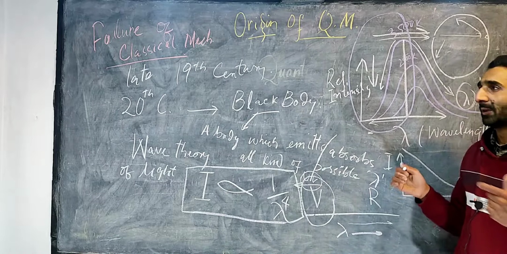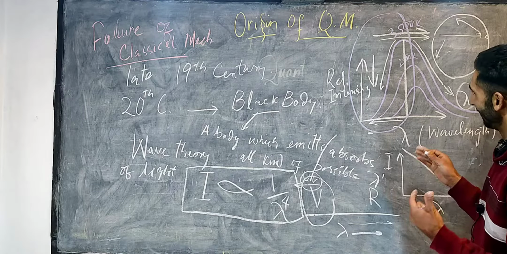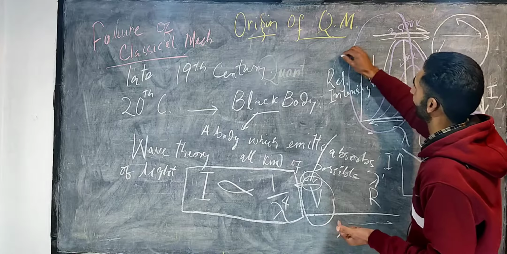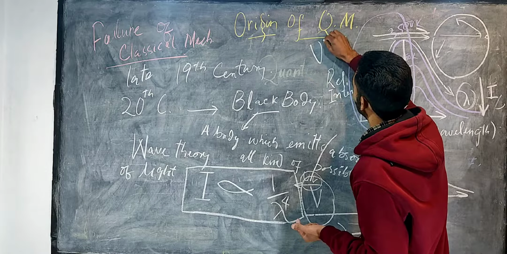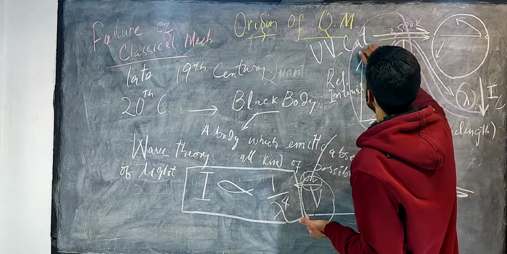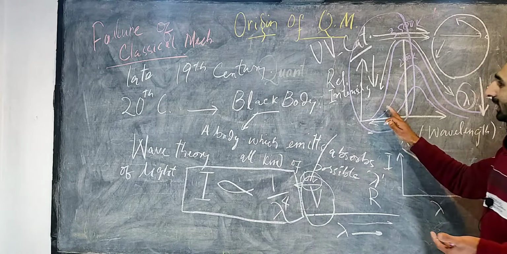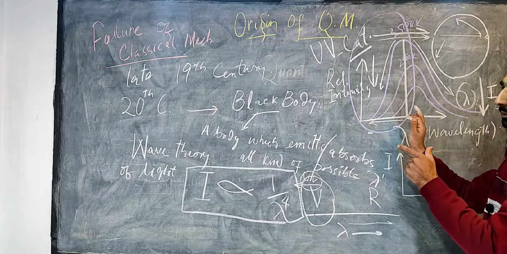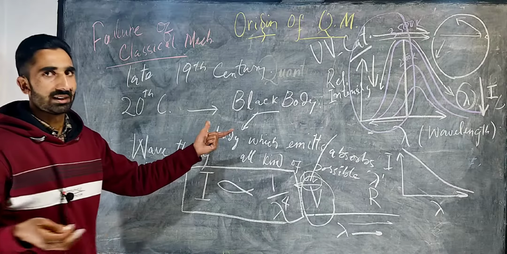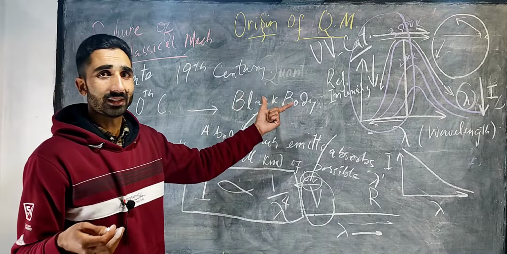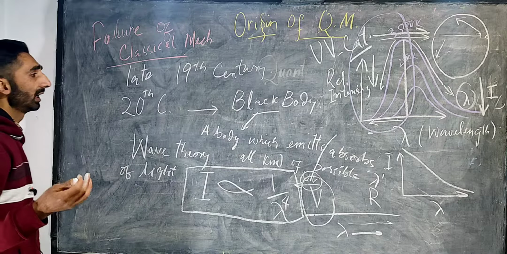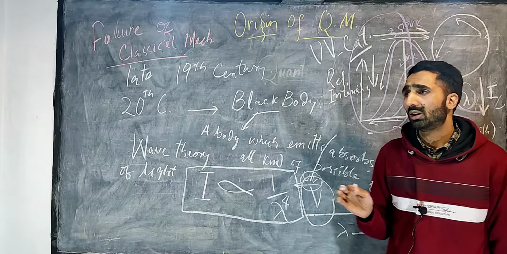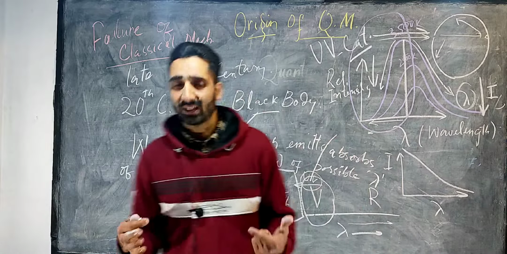So this very thing took its name from that, and this catastrophe is known as the ultraviolet catastrophe, UV catastrophe. So there was a mismatch between the classical wave theory and the experiments which were done, and there came the origin of quantum mechanics, which was then elaborated by various people, a few of them being Planck, Wien, and others as well.